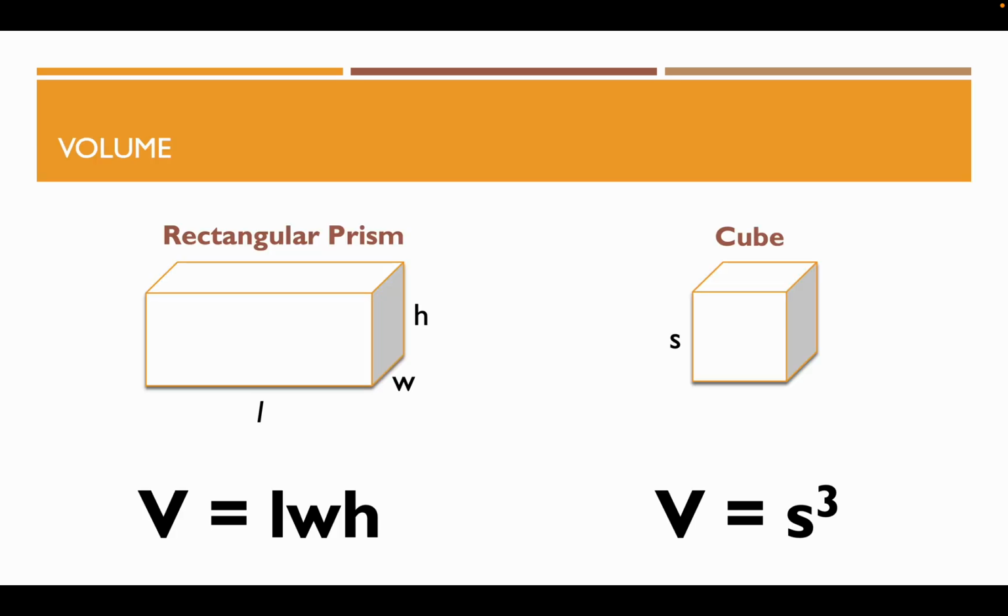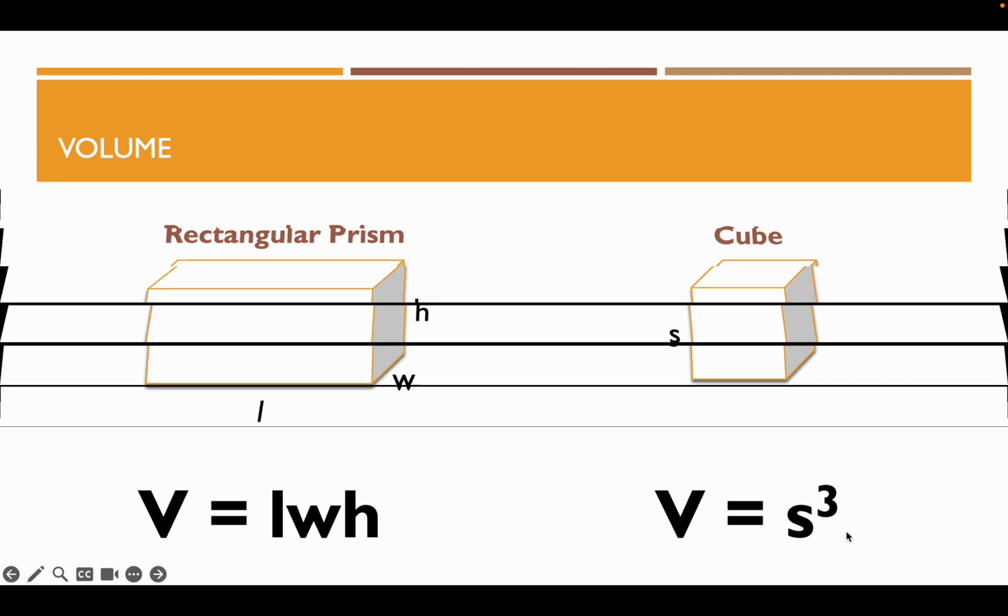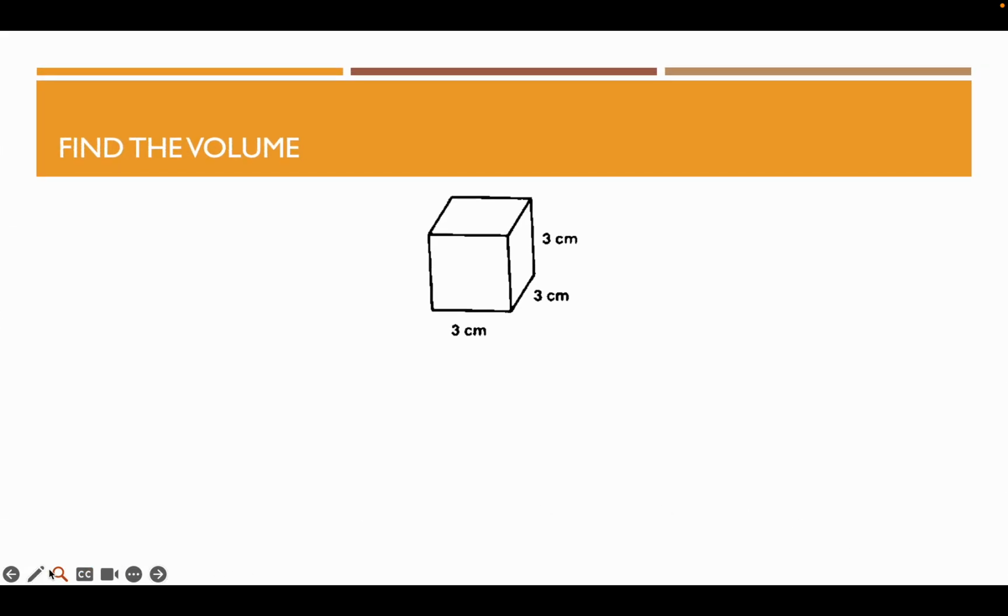Let's get started. First, let's look at rectangular prisms and cubes. You should be familiar with the rectangular prism formula, volume equals length times width times height. You've used that before. And for a cube, since the length, the width, and the height are all the same, then instead of saying length times width times height, we can say side times side times side, or side cubed. So let's give these ones a try.